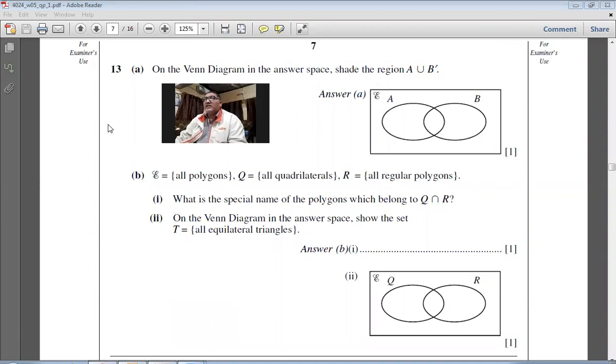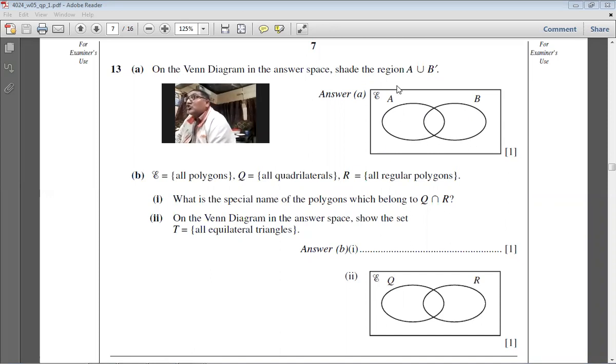Question number 13 is showing up on the screen. It says, on the Venn diagram in the answer space, shade the region A union B complement. B complement means out of B. You have to remain out of the B. So out of the B will be this whole area, which is outside the B. And you have to take the union with A.